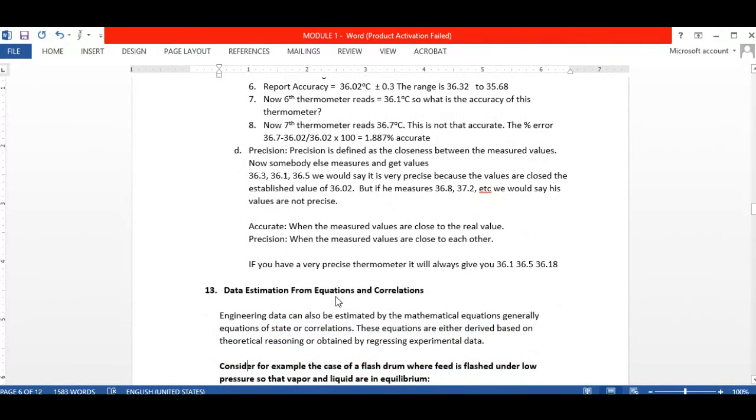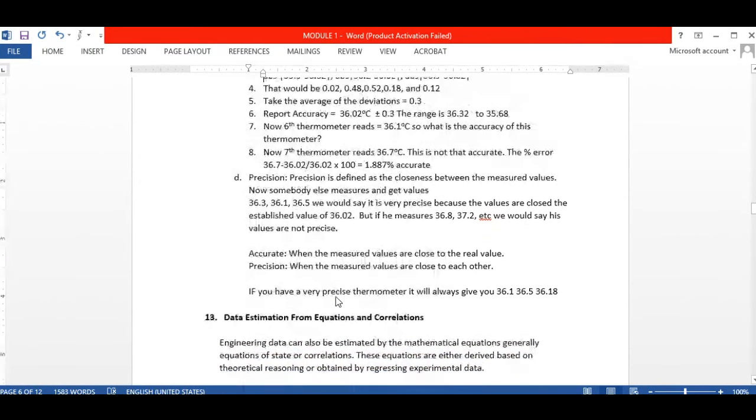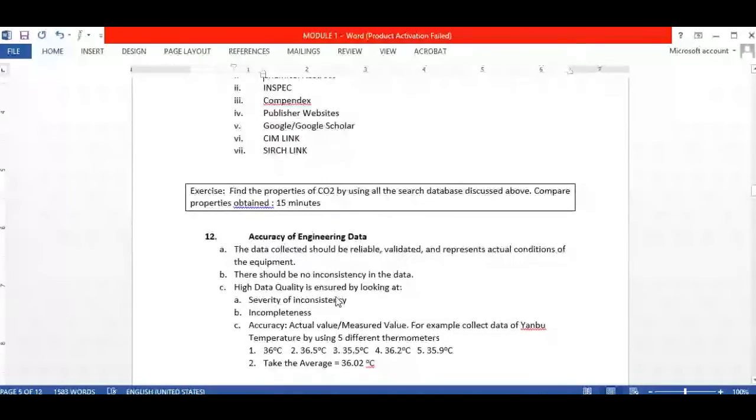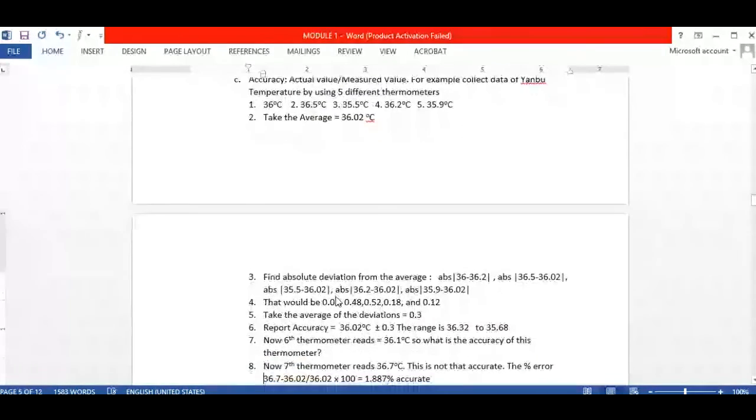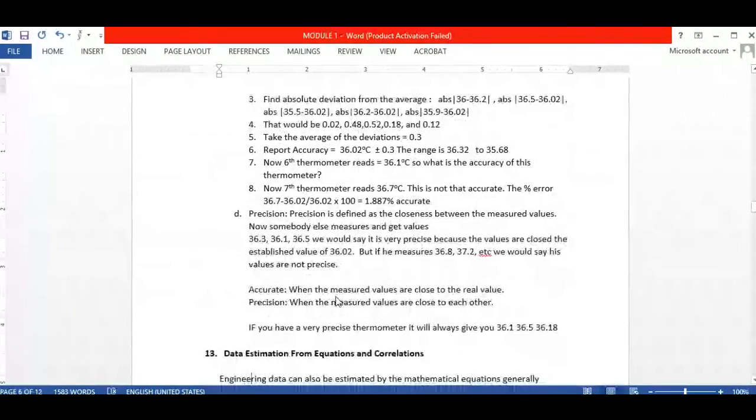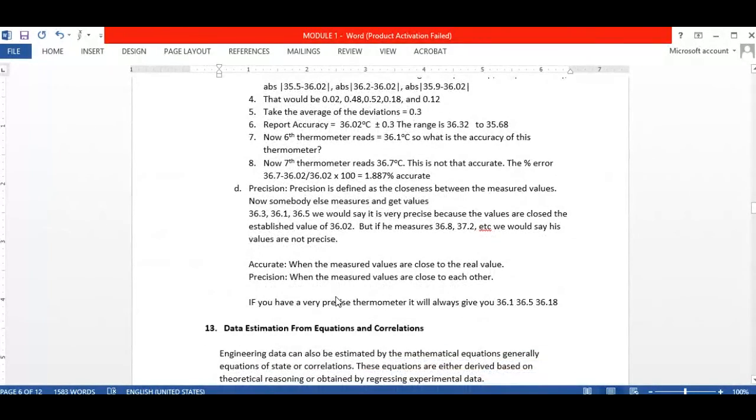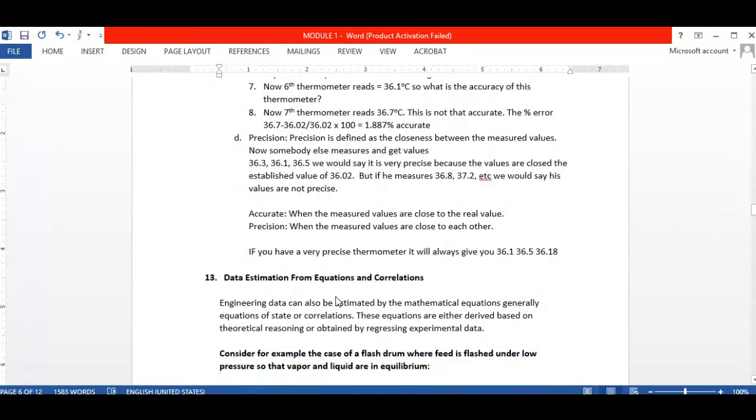So this is one way: getting data from the handbook, from the literature, from a search. Now suppose you do not find the data from the handbook or elsewhere. Then the second option is to use mathematical equations to calculate the data.